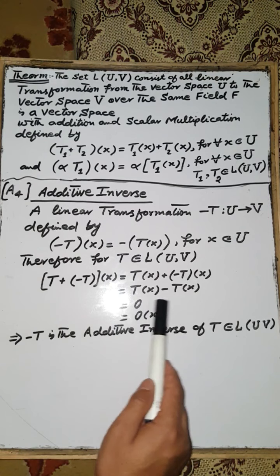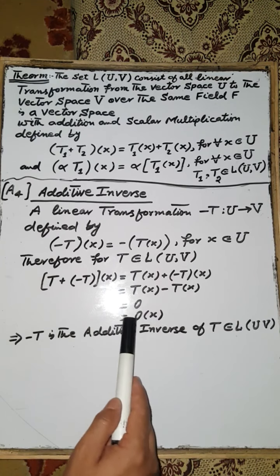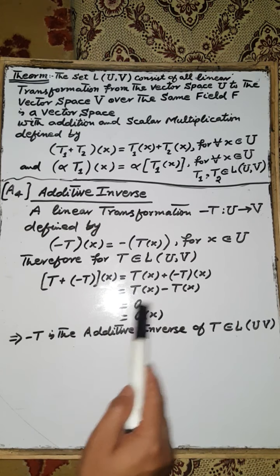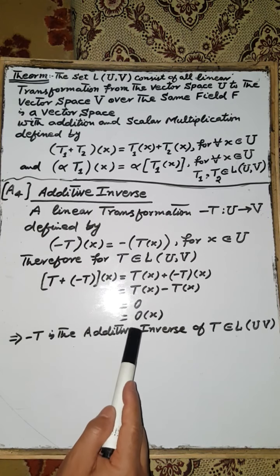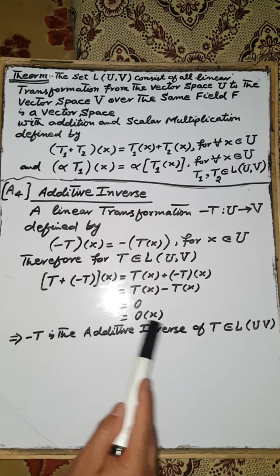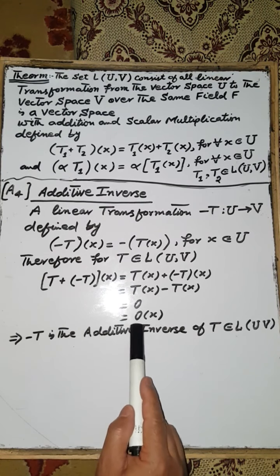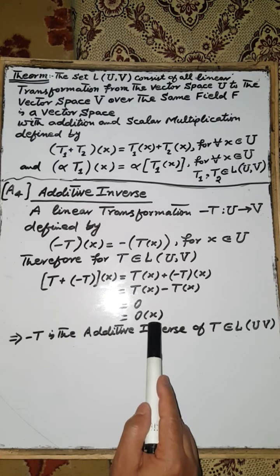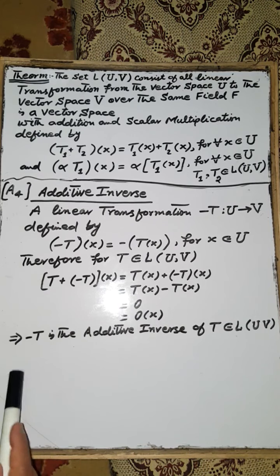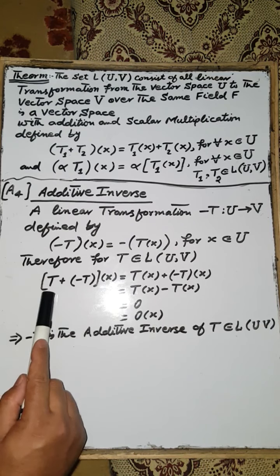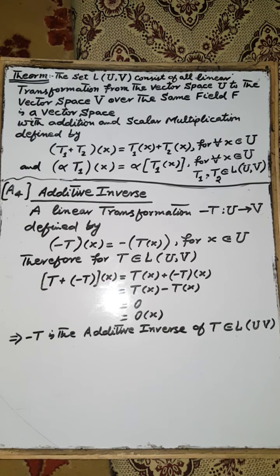Tx is an element of the vector space V. Therefore, these are the additive inverses of each other according to the condition of the vector space, which gives the zero vector of the vector space V, and the zero vector can also be obtained from the zero operator on any element x when we apply the zero linear operator on any element of U. We get the zero operator, that is, -T is the additive inverse of the linear operator T.